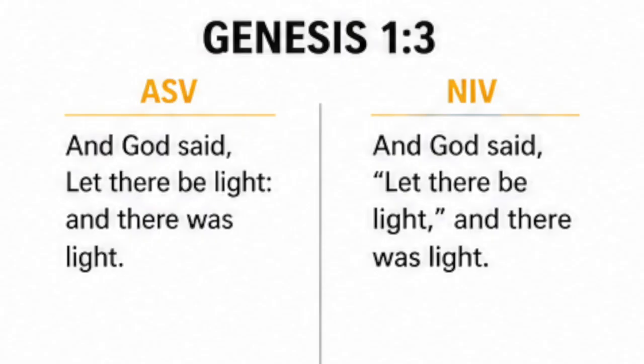Genesis 1:3, ASV: And God said, "Let there be light," and there was light. NIV: And God said, "Let there be light," and there was light. Comparison: these are two almost identical verses. The only difference: NIV adds quotation marks, modern style. ASV keeps older punctuation.